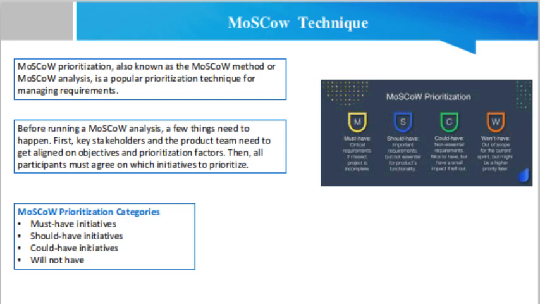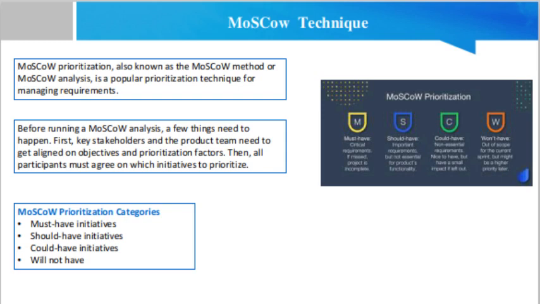Could have initiatives. Another way of describing could have initiatives is nice to have. Could have initiatives are not necessary to the core function of the product. However, compared with should have initiatives, they have a much smaller impact on the outcome if left out. So, initiatives placed in the could have category are often the first to be deprioritized if a project in the should have or must have category ends up larger than expected.